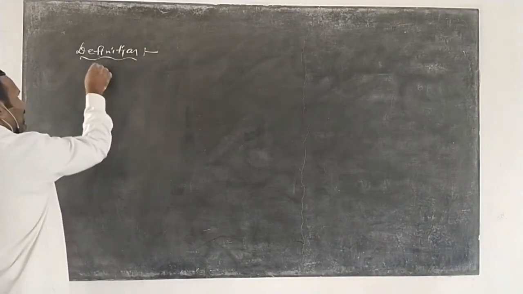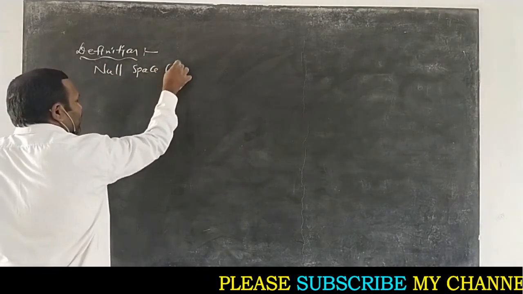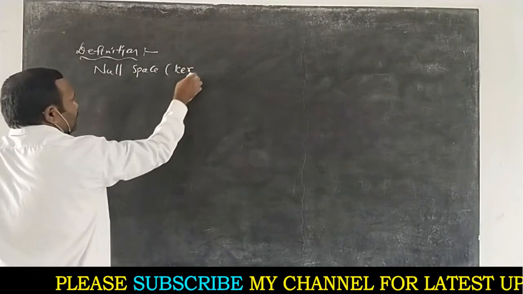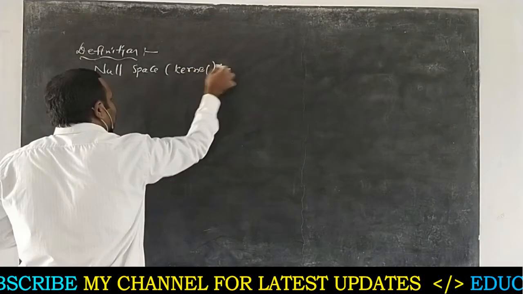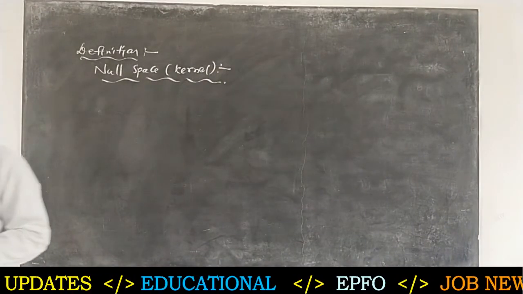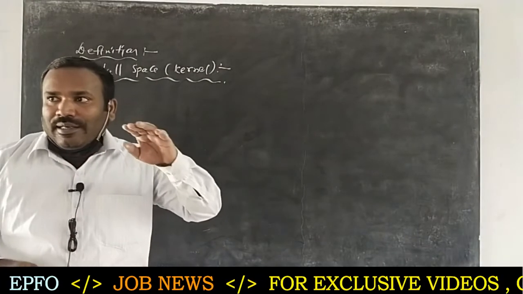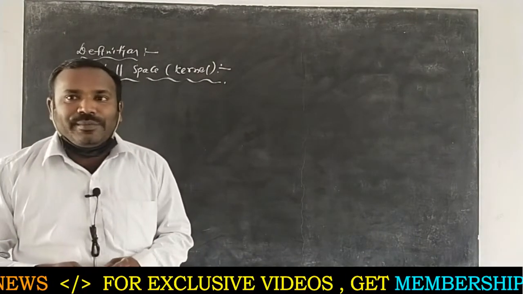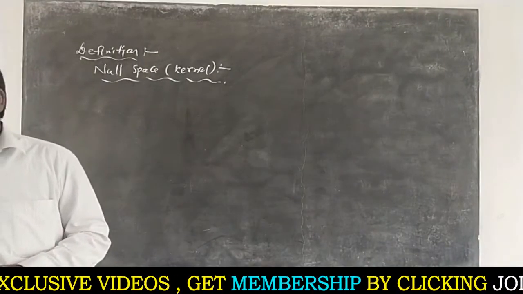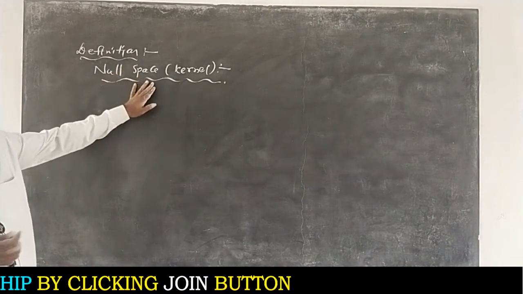Definition: null space, kernel, or null space of a linear transformation. In the earlier class we defined the range of a linear transformation in the previous video. So now we are going to define the null space of a linear transformation.